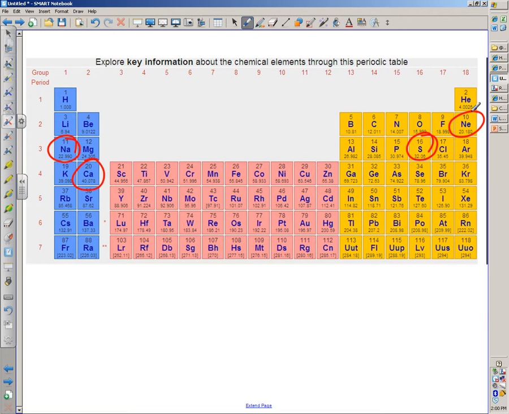Which of those 4 elements is the most reactive? So, calcium. Discuss with yourselves. Go. Sodium, because it only needs to get rid of 1, it really wants to get rid of that 1. And it's not neon, because that's got a full electron shell.